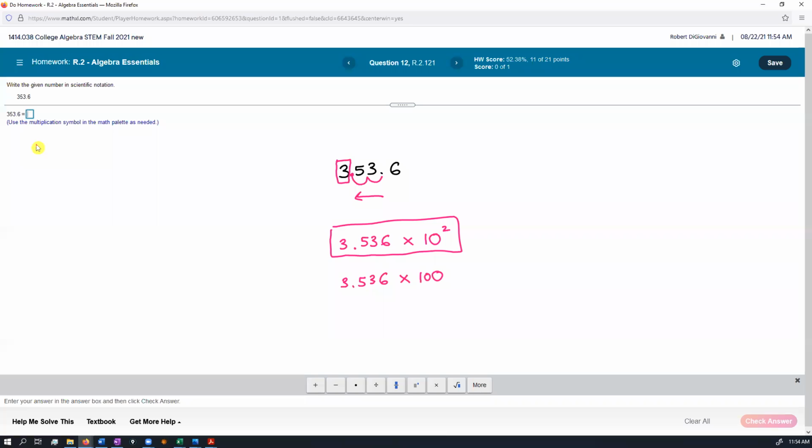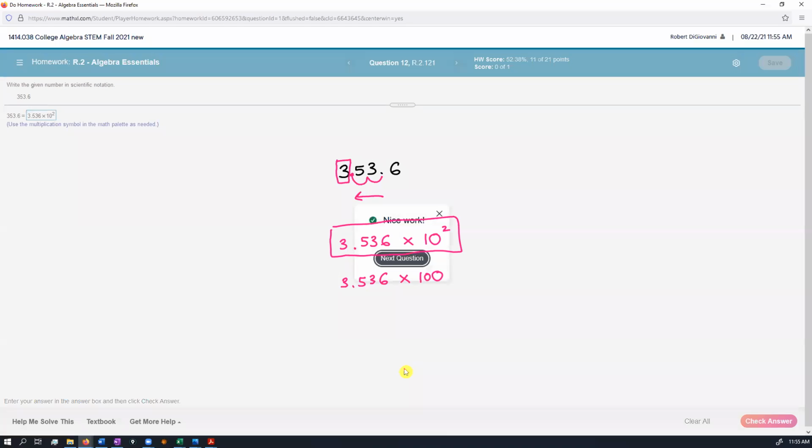Let's see, 3.536, and I'm going to say times 10. Oh, I forgot to put the 10. Times 10 raised to the 2nd. Let's see if it takes that. Yeah, it took it. Okay, good.